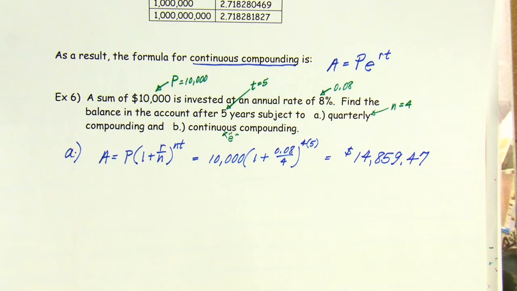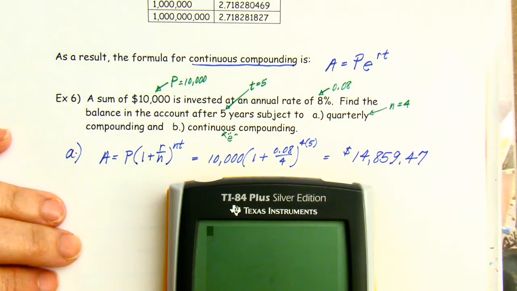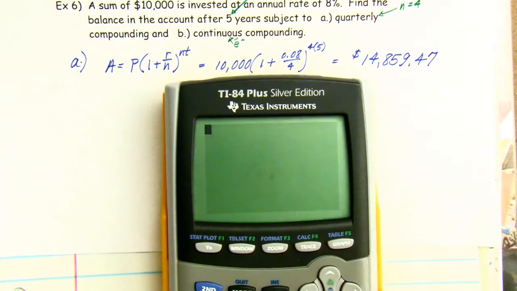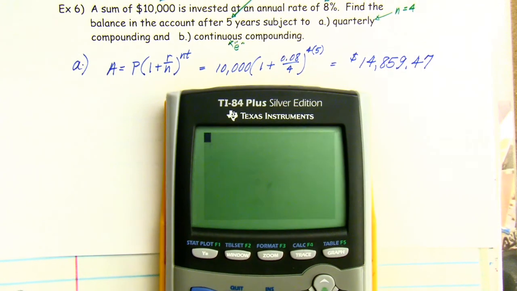Okay, hopefully you type this in on your calculator on your own. And you should have gotten $14,859.47. So, if you did not, let's see how I would type this into the calculator.